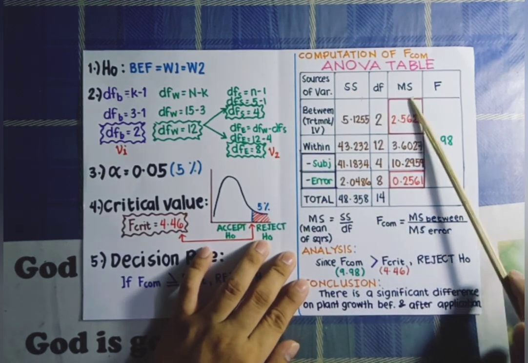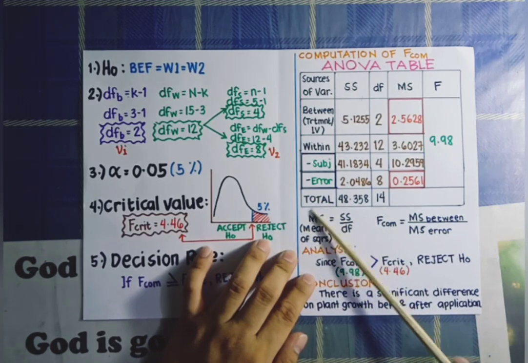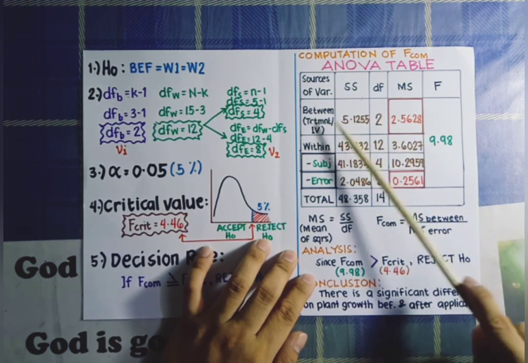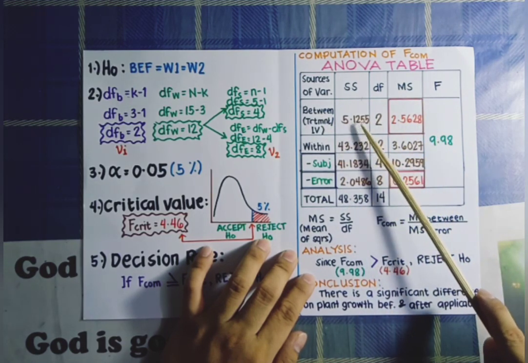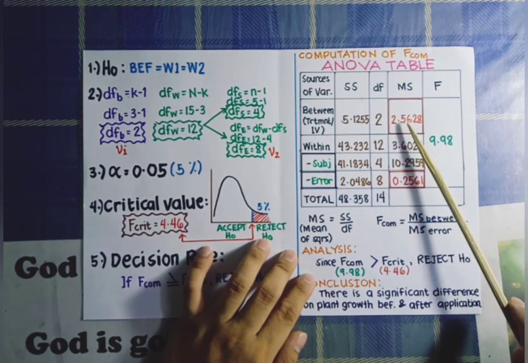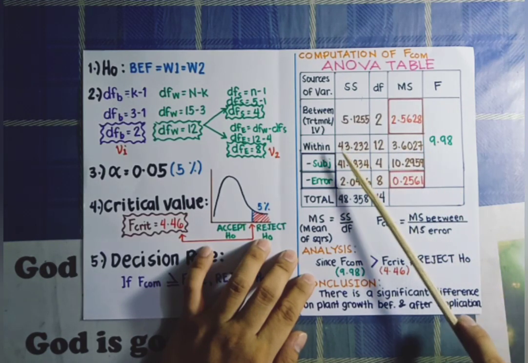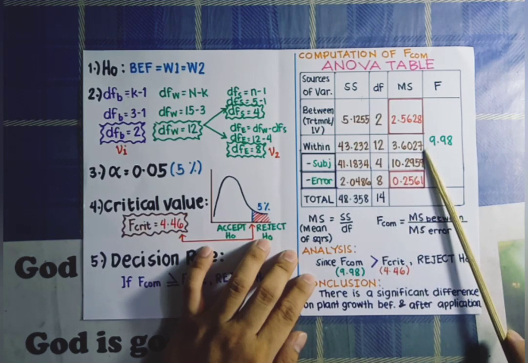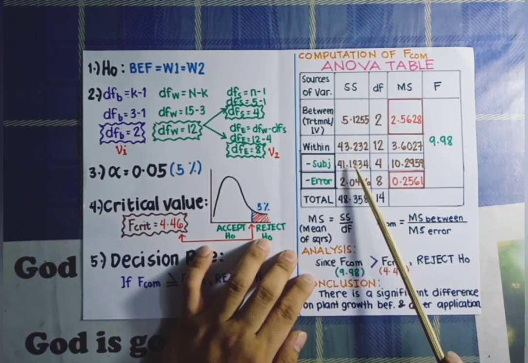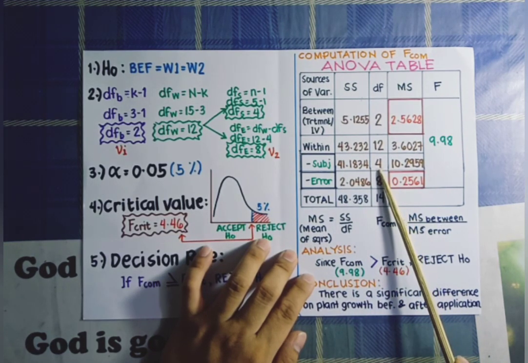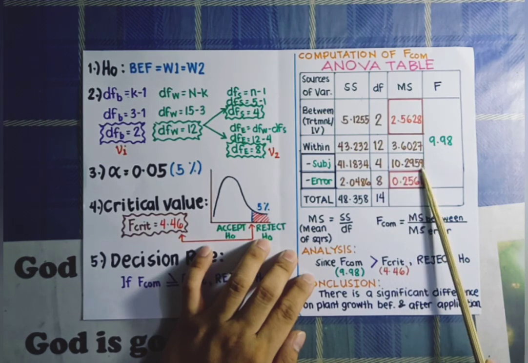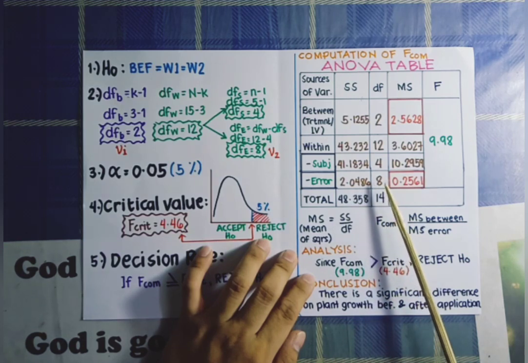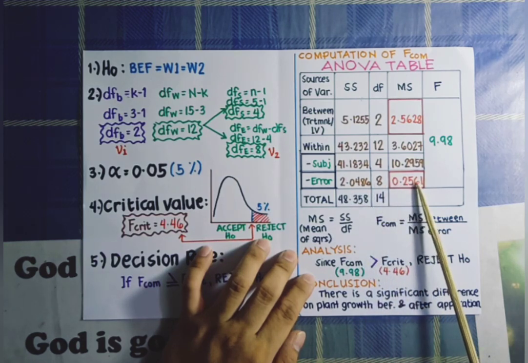Now, for the mean of squares, for us to be able to get the mean of squares, we just need to divide our sum of squares by our df. And so, the mean of squares for between the group is 5.1255 divided by 2, and that's 2.5628. For within the group, that's 43.232 divided by 12, and that's 3.6027. For the subject, that's 41.1834 divided by 4, and that is 10.2959. And for the error, we have here 2.0486 divided by 8, and that is 0.2561.